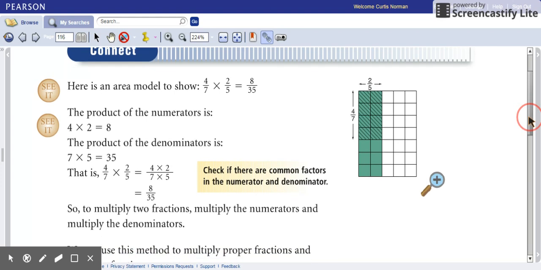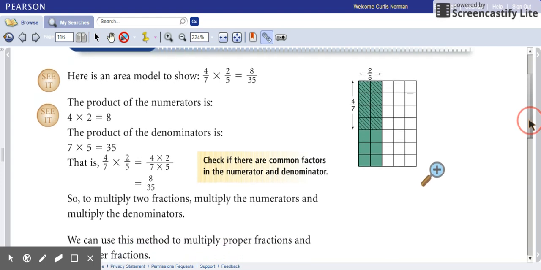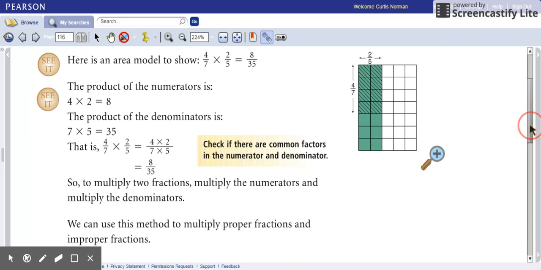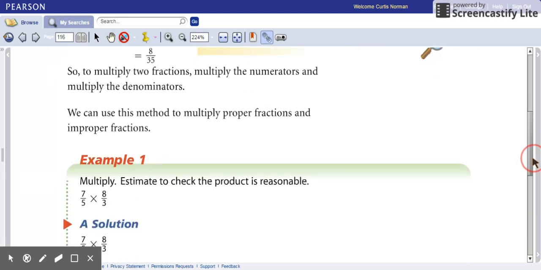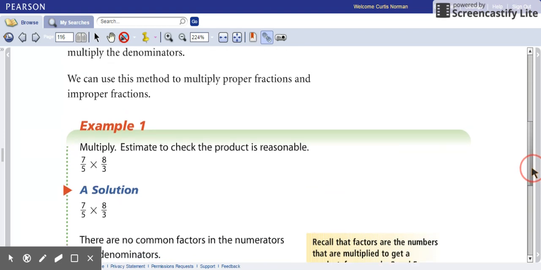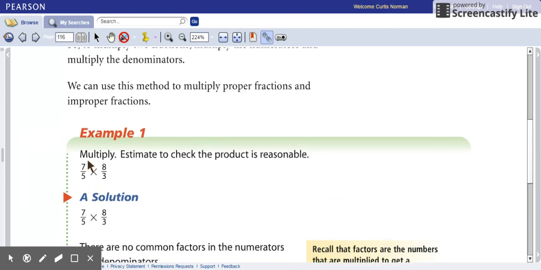That's what I like about this math makes sense, is that it makes you think, right? It's not just me telling you multiply the numerators, multiply the denominators, and there's your answer. You can actually, hopefully, kind of explain it. So let's take a look at the next question right here. 7/5 times 8/3. So I'm going to ask everybody to pause the video for a second and try it on your own. See if you can come up with an answer.